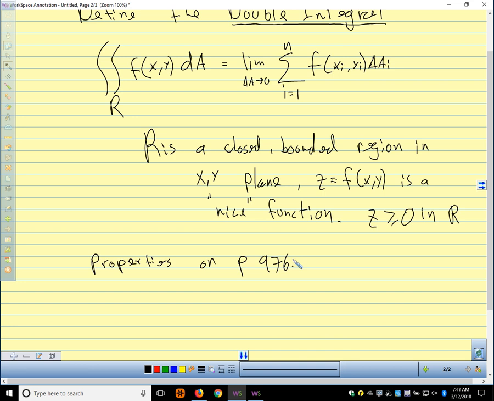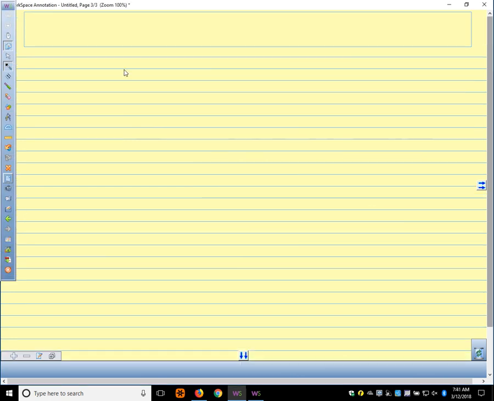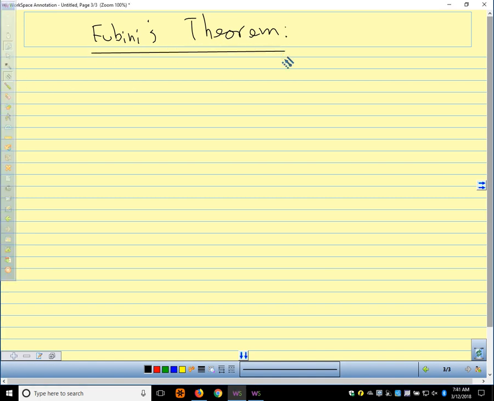This is similar to when we talked about the directional derivative. When we defined the directional derivative as a limit, we needed to know how to evaluate these things. How do we evaluate this? We don't want to have to take this limit, but thanks to a nice Italian mathematician by the name of Fubini, Fubini's theorem tells us that we evaluate double integrals as iterated integrals.